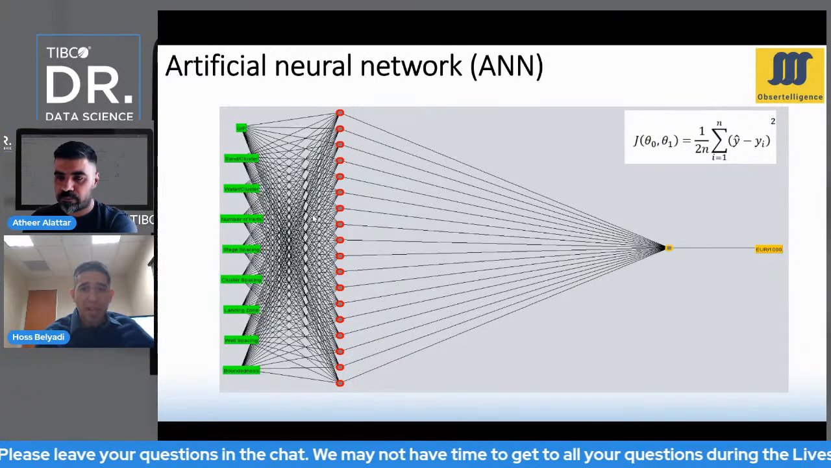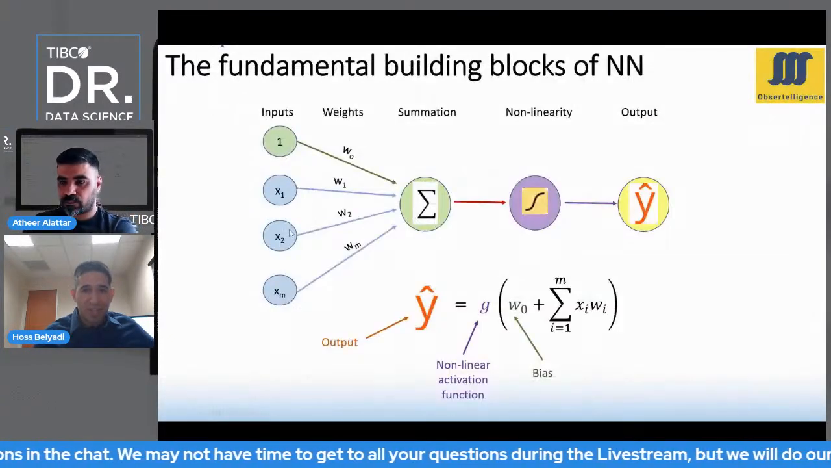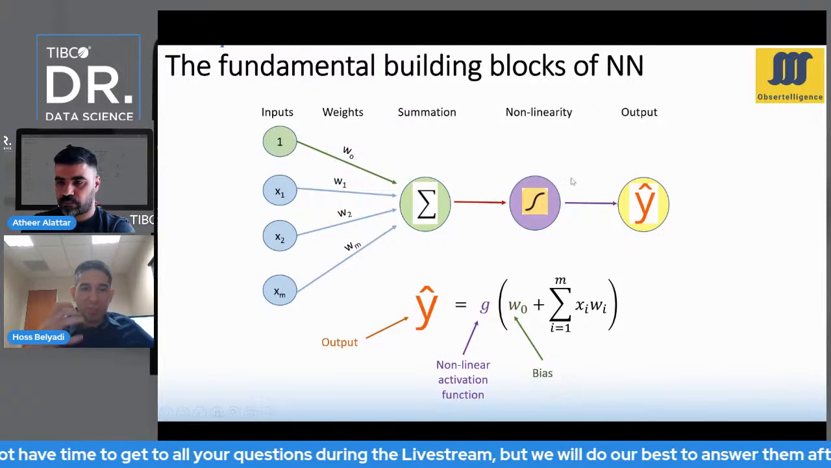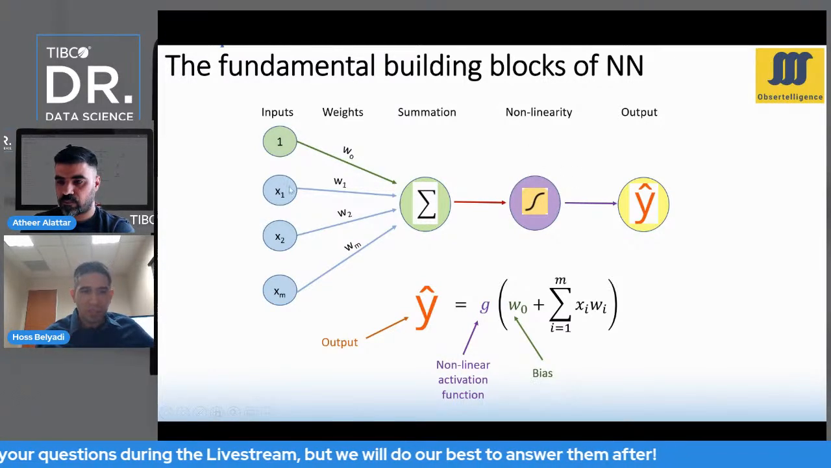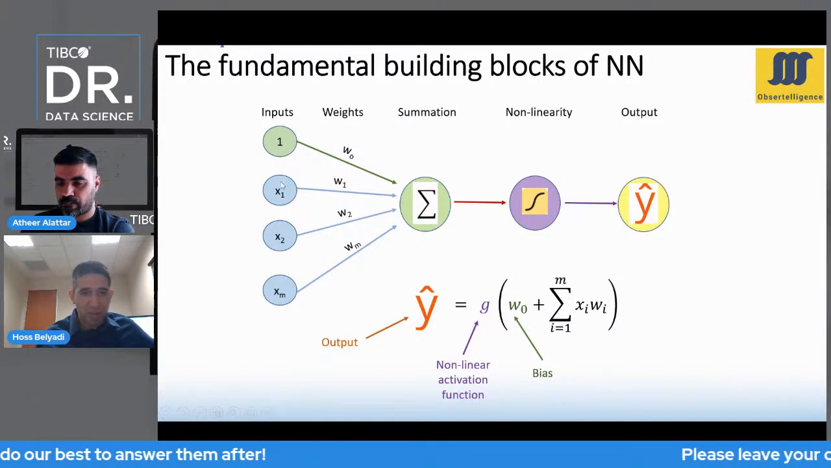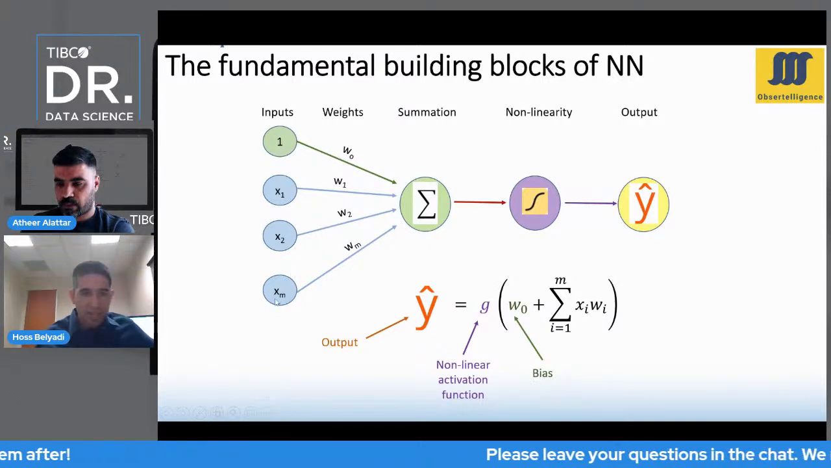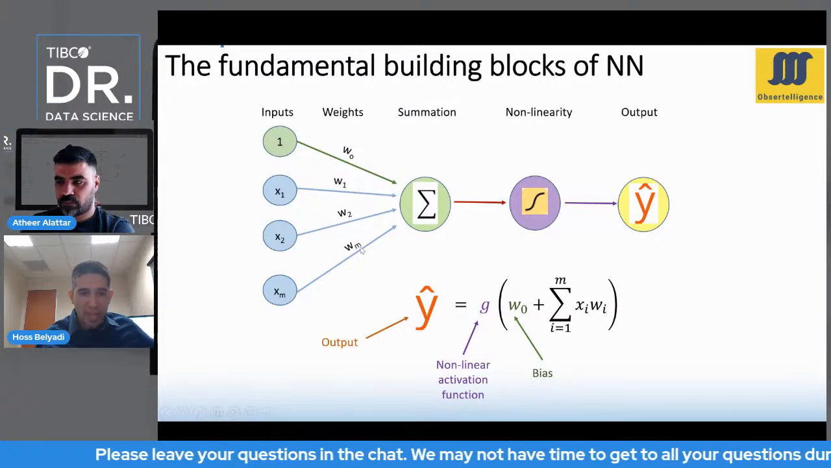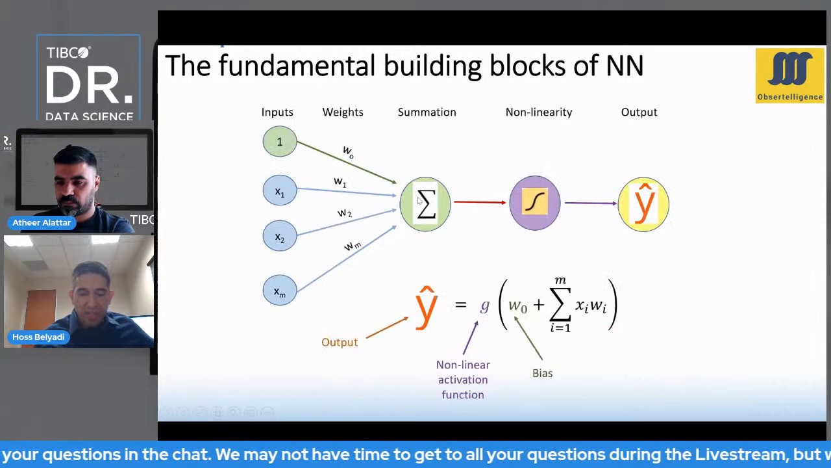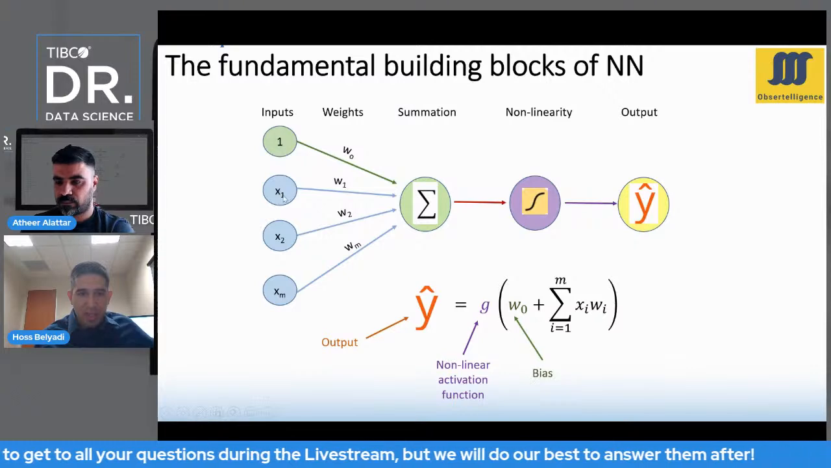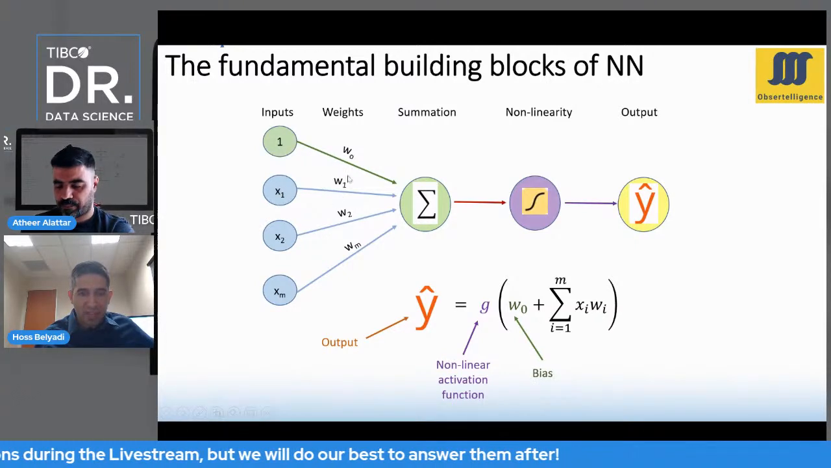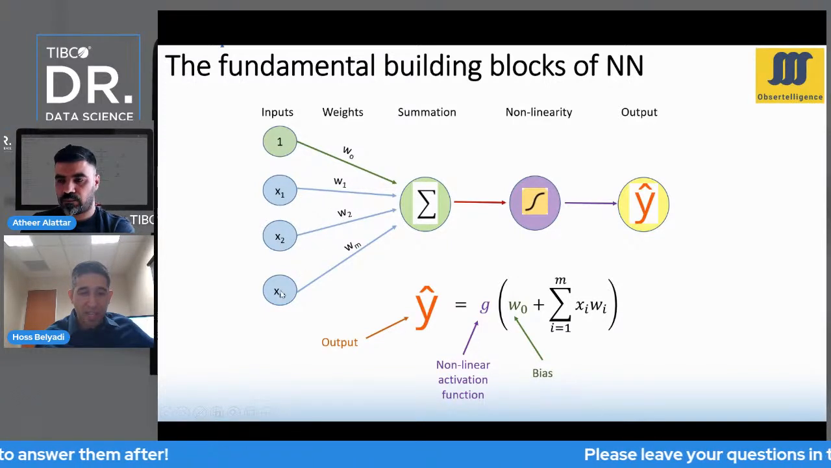Okay. So now let me show you this slide, which pretty much explains the whole concept behind the fundamental building block of a neural network. I'm trying to make it as simple as possible. So let's say I have my input features x1, x2, dot, dot, dot, xm, okay? And then I have my weight one, weight two, weight m. Basically what a neural network model does is it takes each of these input features and multiplies it by the weight of that input feature. So you get x1 times w1, x2 times w2, xm times wm.